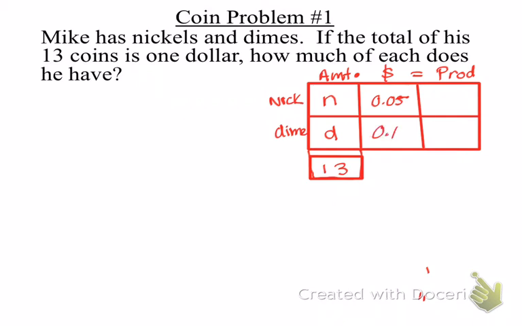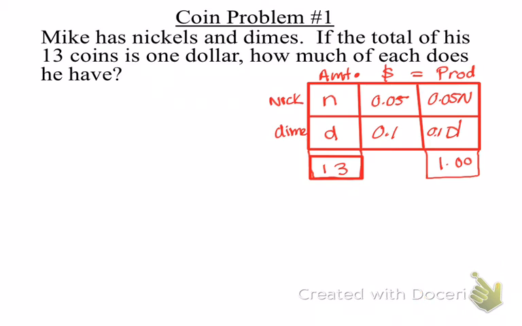0.1. Okay, multiply across: 0.05N and 0.1D. Now, what else do we know? Oh, that is the dollar total. Okay, it's a total, it's $1 total. So I can write that as, I guess I'll just write 1.00 since I'm already in decimals.